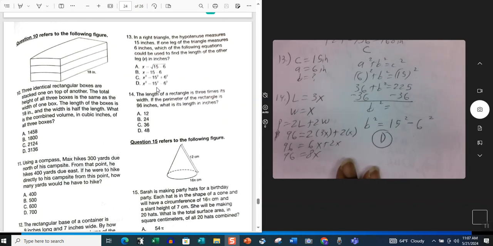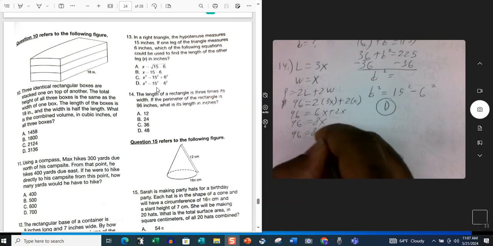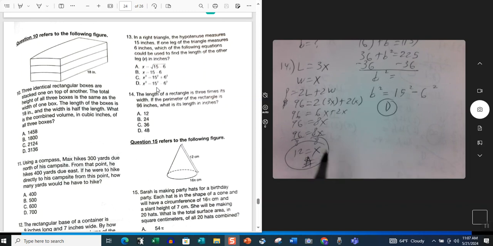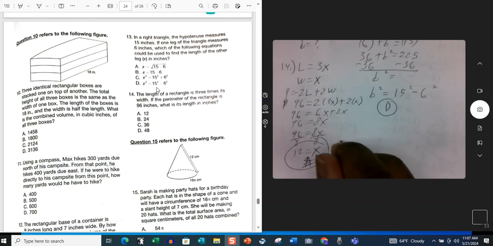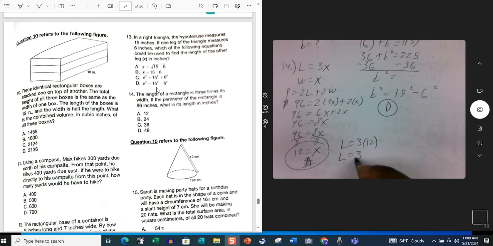Now that we had 96 is equal to 8x, we could divide both sides by 8, and 12 is equal to x. So 12 is equal to x, which means that A is our answer. So actually, no, I'm sorry. A is what the width is, but they want us to find the length. So we would do the length is equal to 3 times 12, because it's 3 times the amount. So it'll be 36, which would be C. So our answer here should be C.